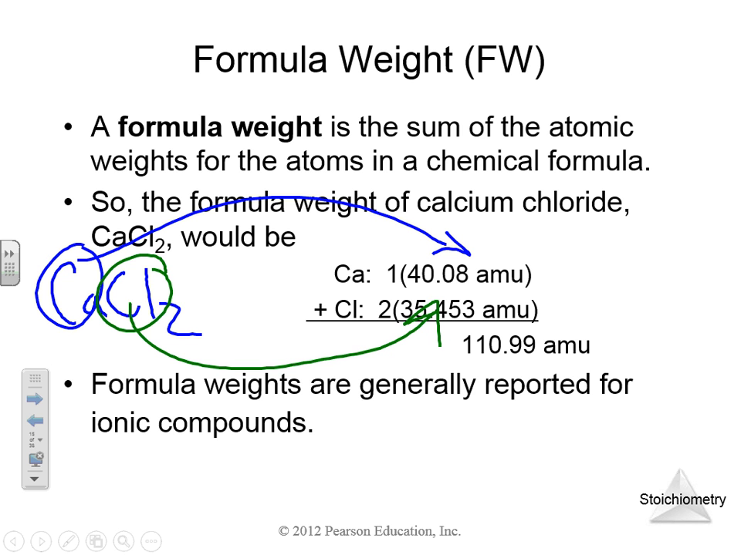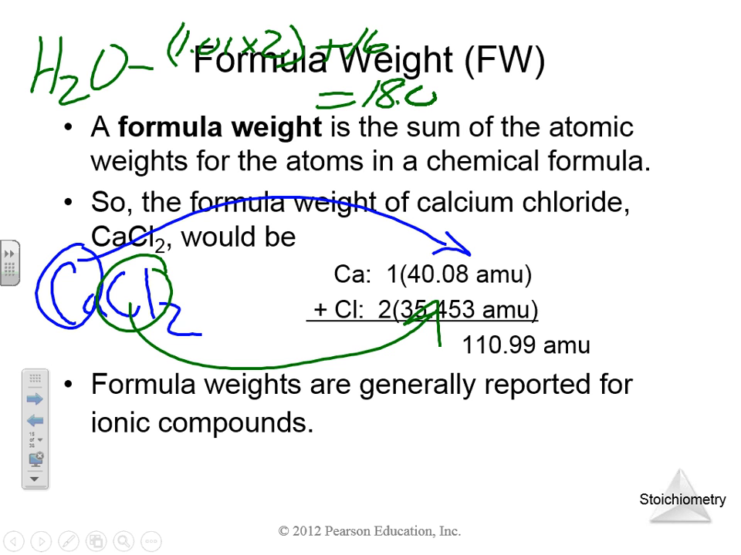We could do it for a bunch of other molecules. H2O, we have 1.01 times 2. That's the weight of hydrogen, plus 16. We end up getting 18.02. Just a friendly reminder on how to do formula weight.